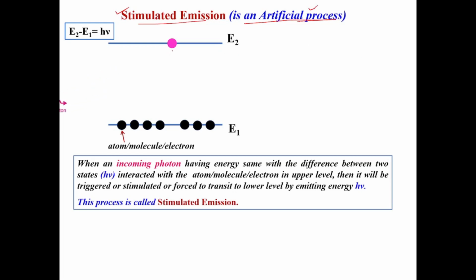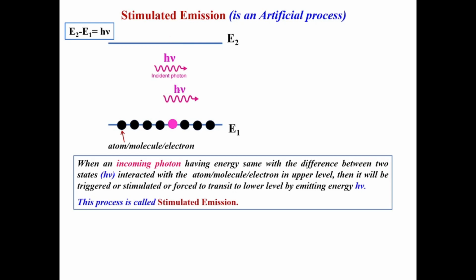Here, suppose this atom, molecule or electron is in an excited state like this. If I apply energy from the outside, exactly this much energy, exactly how much energy that atom, electron or molecule took to get excited, that much energy I apply in this particular state. That means this energy interacts with this excited atom, or you can say it stimulates this excited atom. So now the excited atom is stimulated and transits to the lower state by emitting a photon having energy h mu. So here h mu energy I incident and it stimulates the atom in the excited state, and this atom transits to the lower state by emitting the same energy.